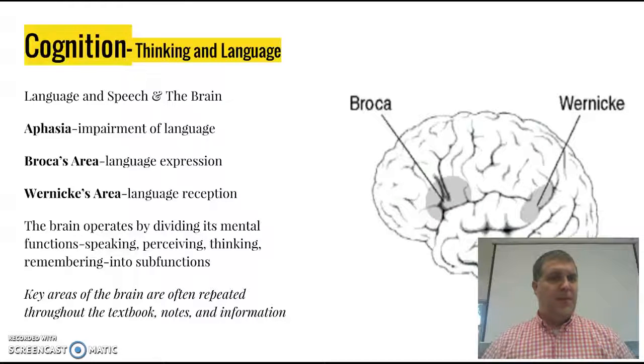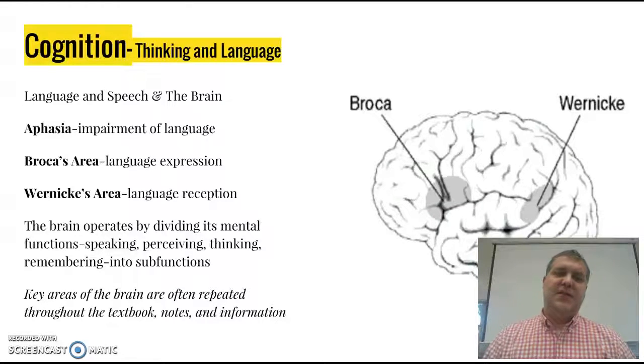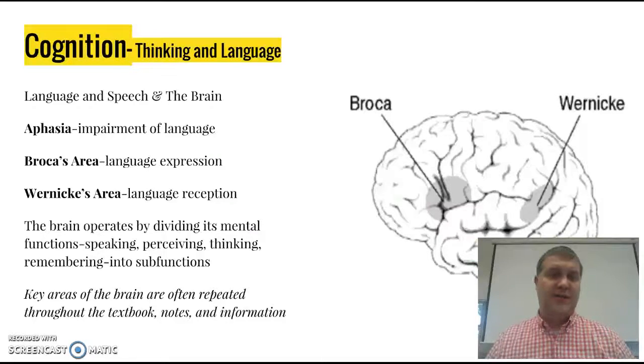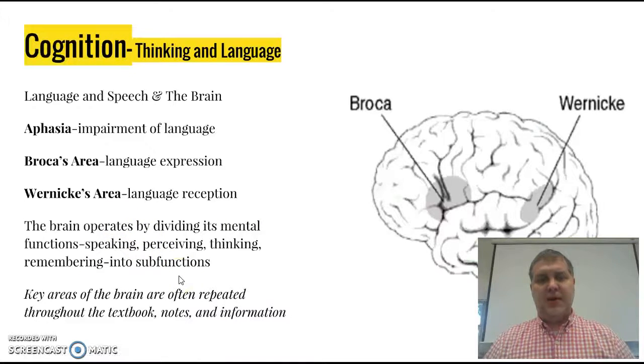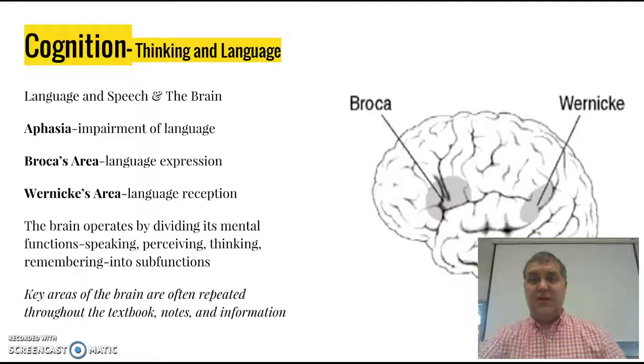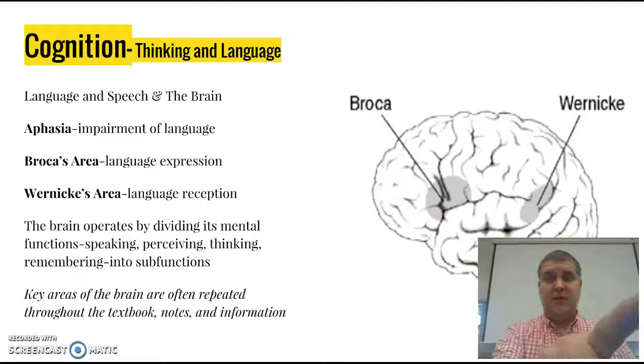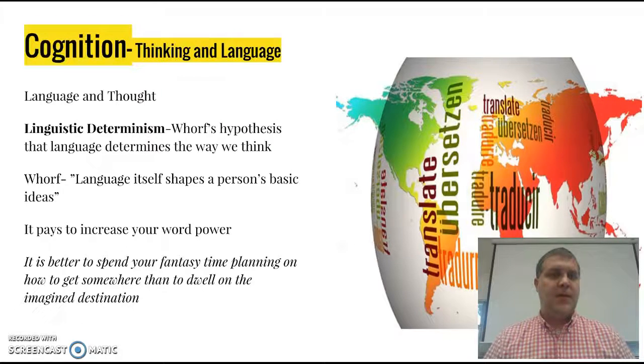When we go back to language, there's also something called aphasia, which leads to the impairment of language. This is where the language doesn't come out correctly as it had been. We looked at Broca and Wernicke last time, and how sometimes that messes with the way we communicate with one another. The brain operates by dividing its mental functions, speaking, perceiving, thinking, and remembering, into sub-functions. So remember, the key areas of the brain are often repeated. This is where you're going to look at Broca's, Wernicke's, and how that affects aphasia.